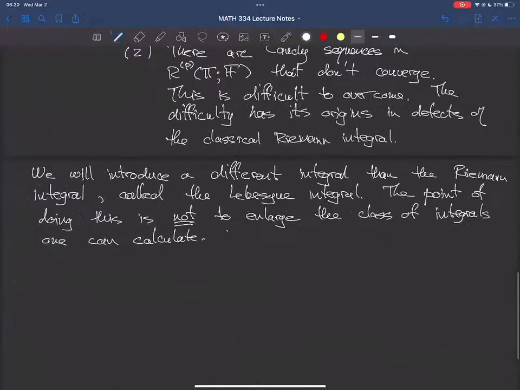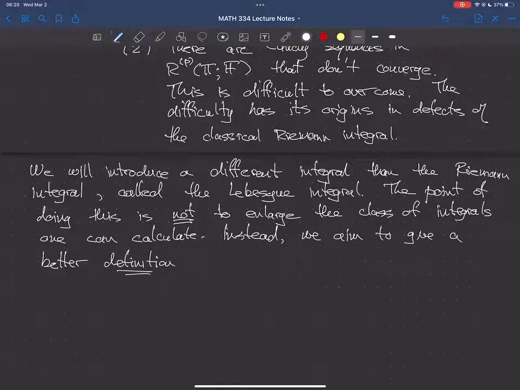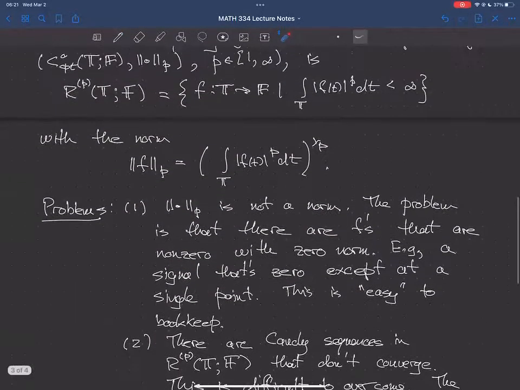So instead, we aim to give a better definition of the integral. And better can mean lots of things, but for our purposes, when we use the corresponding integral in this kind of characterization here, it's going to give a space which is actually the completion.